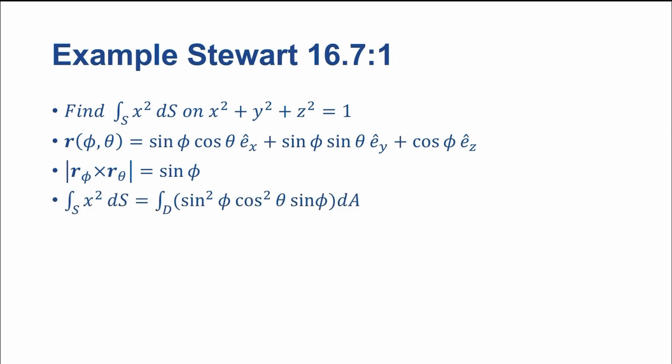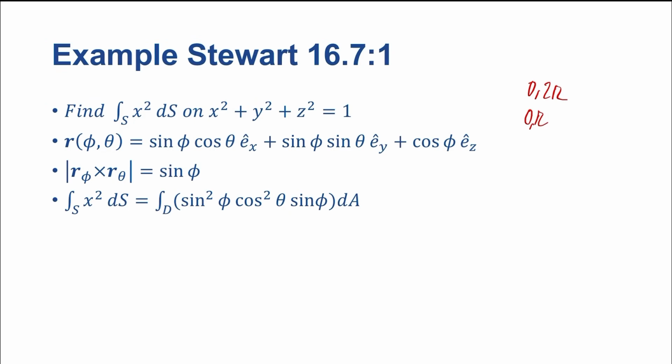So the integral of x squared dS is really equal to the integral over the domain D of sine squared phi cosine squared theta sine phi dA. Now what is our domain? So we're going across a whole sphere, so theta is going to be between 0 and 2 pi, and phi is going to be between 0 and pi.